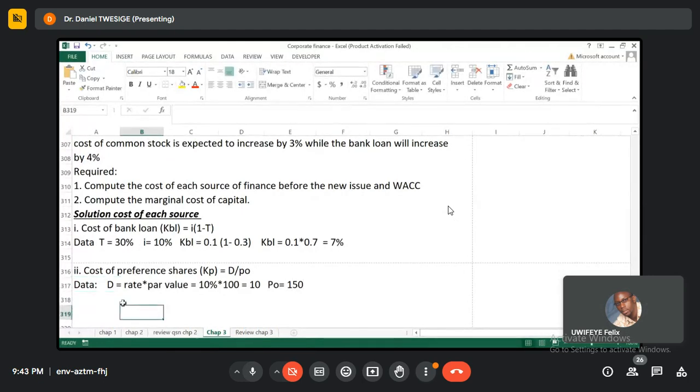So I can now compute my KP. Very simple. My KP will be equal to 10 divided by 150, which is going to be 6.7%.